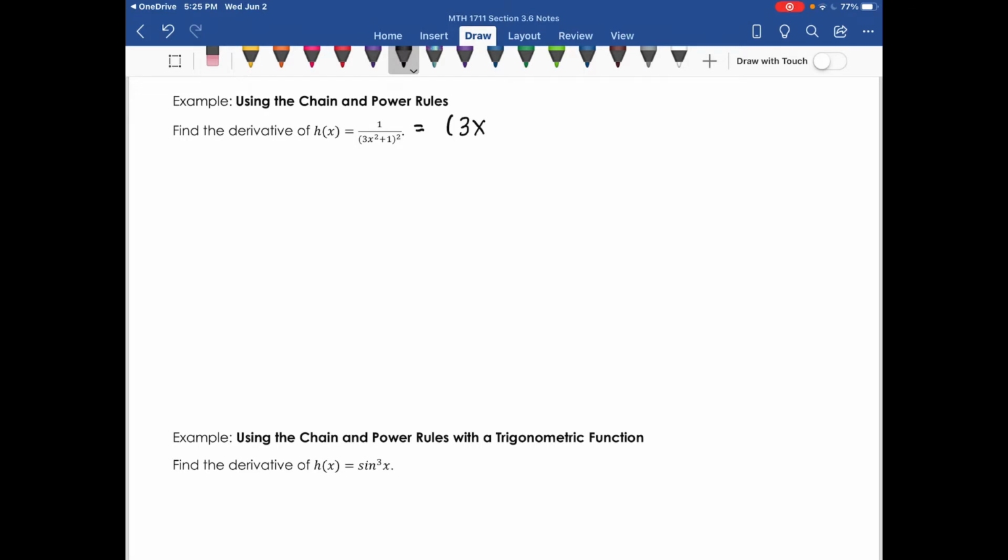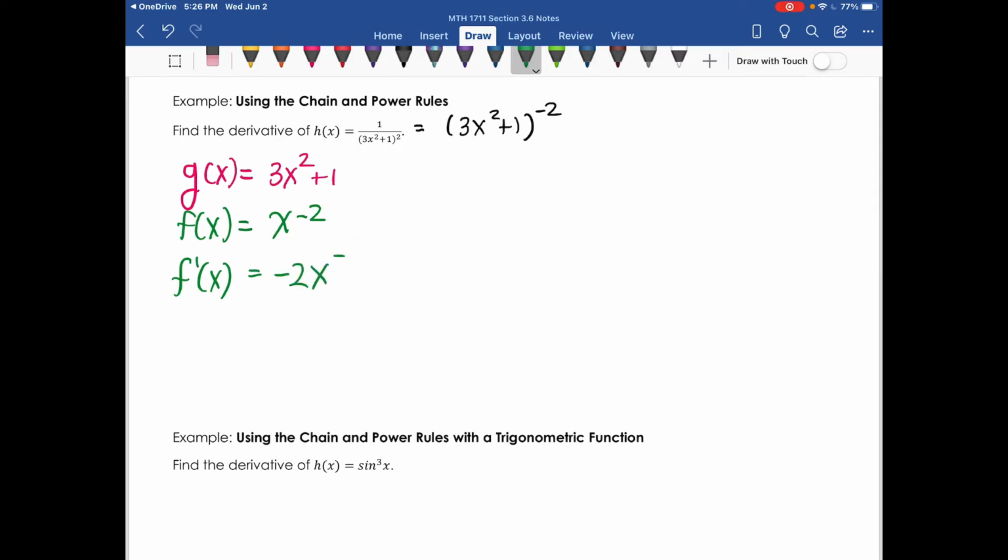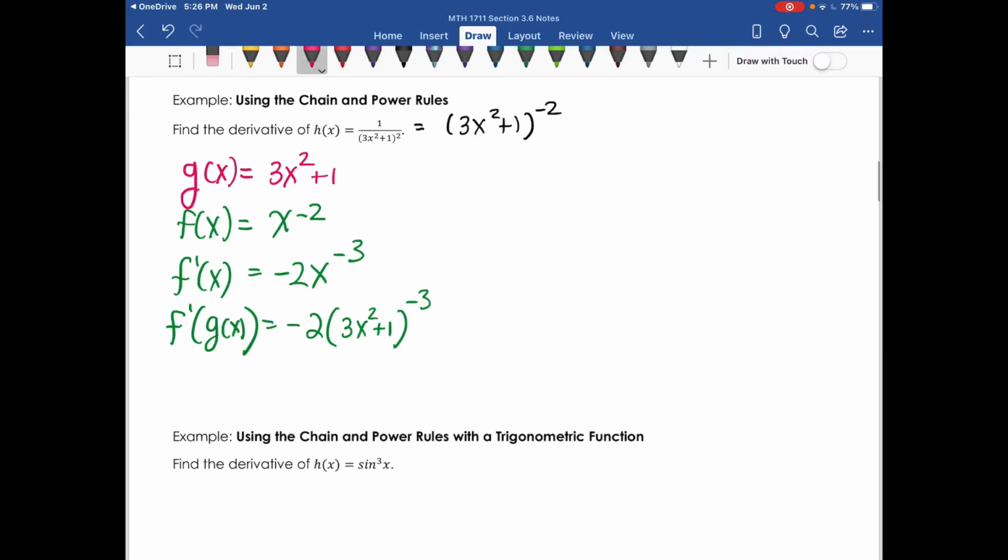Okay, so here's another example of how you can use the chain rule with the power rule. So I'm going to rewrite this function h of x as 3x squared plus 1 raised to the power of negative 2. So my inner function, g of x, is going to be 3x squared plus 1. My f of x, or my outer function, is going to be x to the negative 2. So when I take the derivative of f, I'm going to get negative 2x to the negative 3. And then when I evaluate it at g of x, all it does is it just says we're keeping that inner function in there.